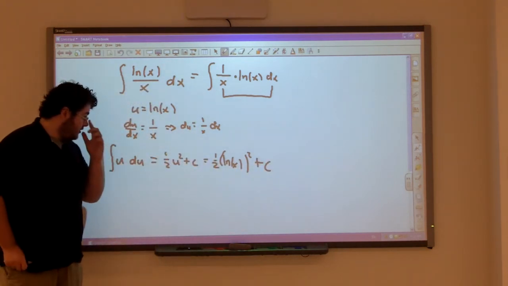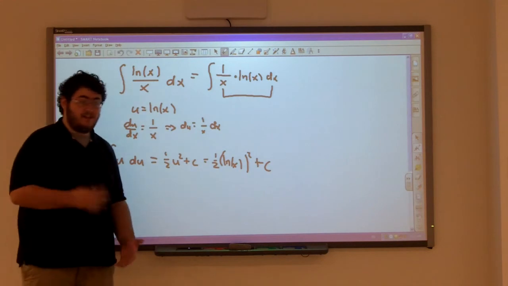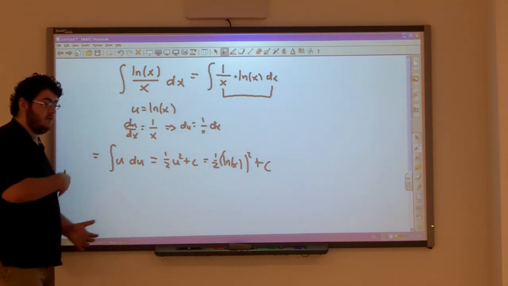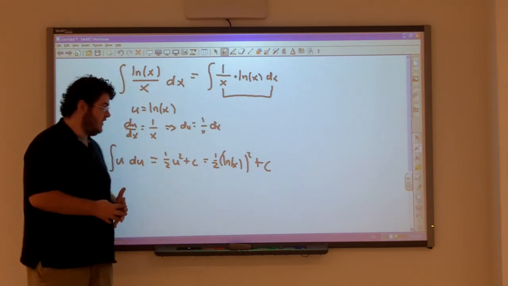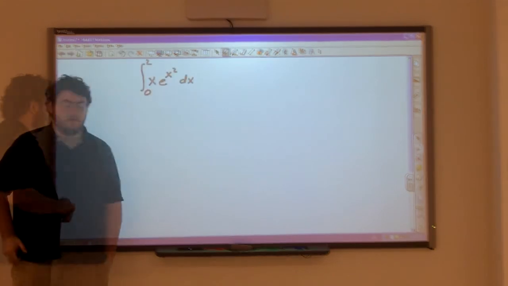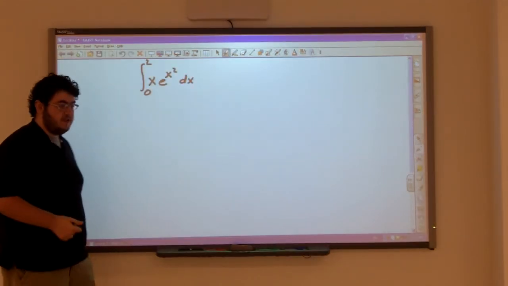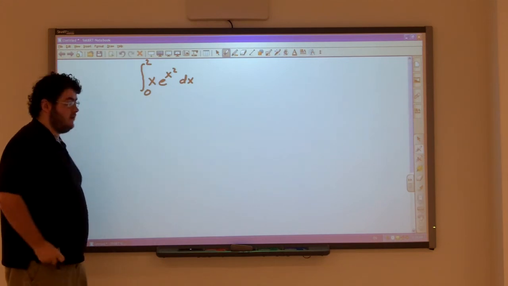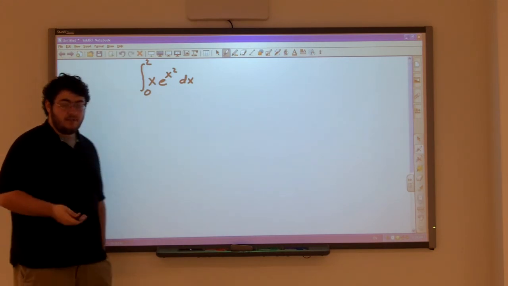Okay. So now that we've seen these examples of indefinite integrals, let's move on to definite integrals to see exactly how these work with u substitution. Okay, so now let's look at our definite integrals. So let's return to our first one we did, which was x e to the x squared dx. Well, now we're going to evaluate it from 0 to 2.